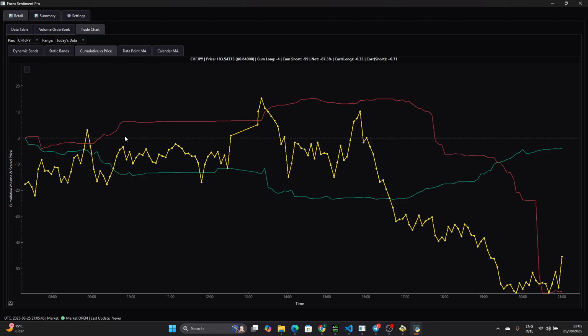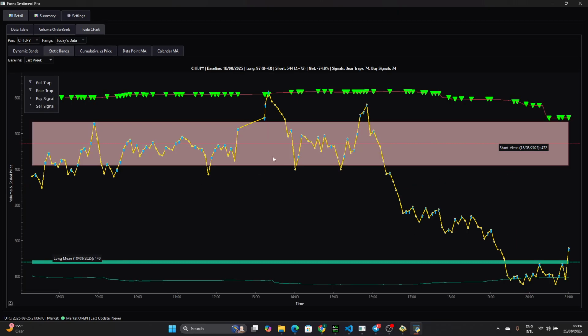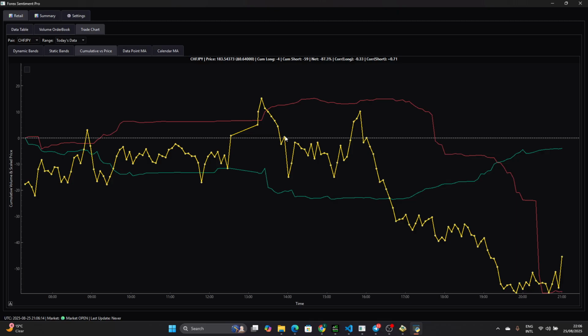And then in this case, price is moving with the retail traders until they decide to close out and go long. If you see within the Asia session, they decided to open shorts, but then price rallied up a little bit until price touched the short volume band.